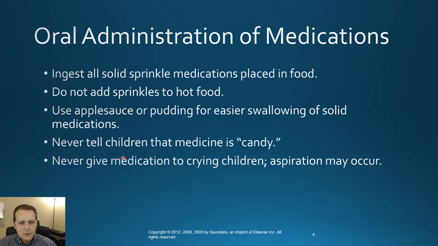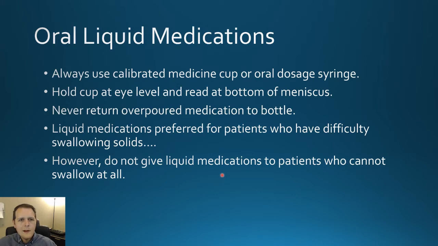Okay. And then be careful if the kid's really upset. It may be difficult to give them medication. It could actually cause aspiration, which means the medication will end up going to the respiratory tract instead of the GI tract, and that can lead to some lung irritation. So try to have the kid calm and cool before you give it. It may be really tough, but it's something that we try to do. Now with liquid medications, it's important that we use a calibrated medicine cup or oral dosing syringe. Remember, we've talked about teaspoons and tablespoons, and those are generally not going to be sufficient for our purposes to get an exact dose.